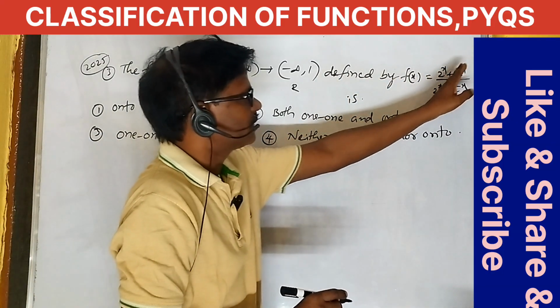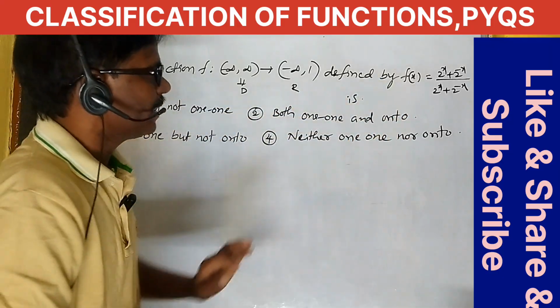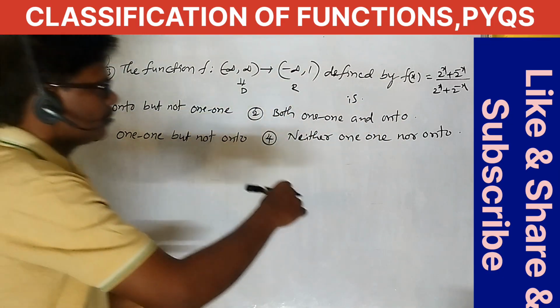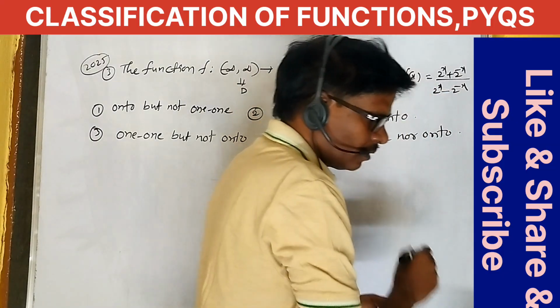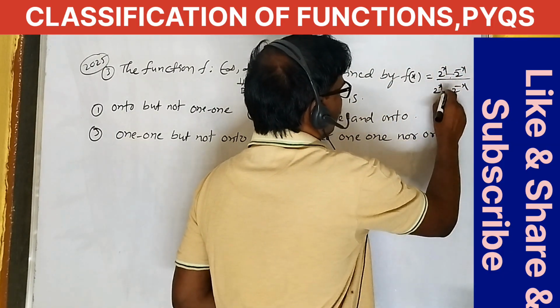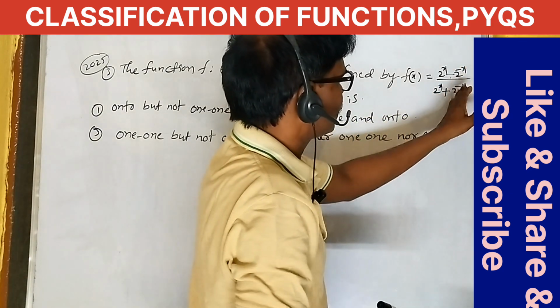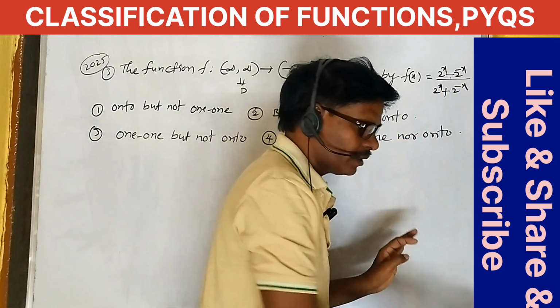The function is defined as f of x is equal to (2 power x minus 2 power minus x) by (2 power x plus 2 power minus x). The numerator has the minus and the denominator has the plus: 2 power x minus 2 power minus x, over 2 power x plus 2 power minus x.